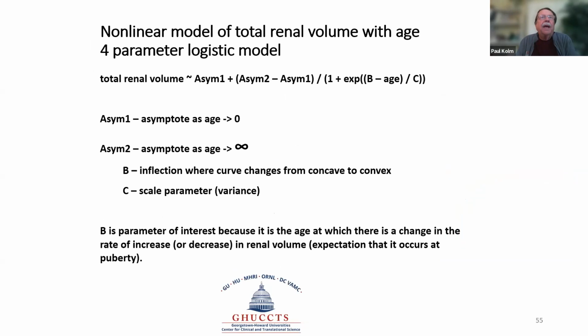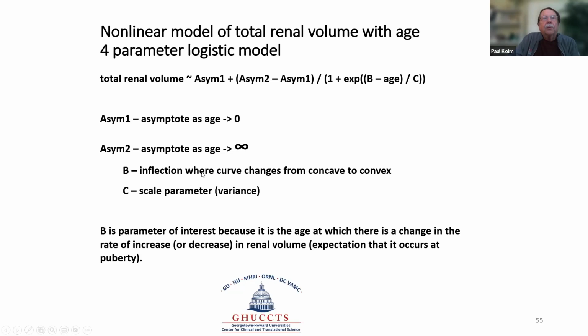So the example I have here is a nonlinear model of total renal volume with age. And so it turns out that my best model here was a four parameter logistic model. And so the four parameters are my asymptotes: one is the asymptote as age goes to 0, and two as age goes to infinity.